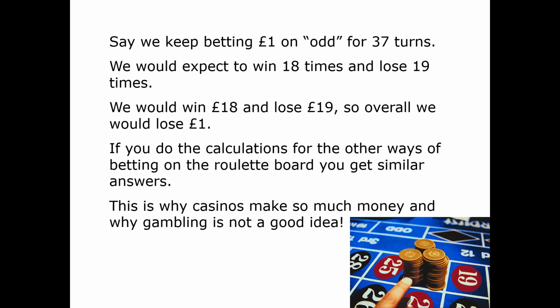So if you do the calculations for the other ways of betting on the roulette board, you get similar answers. And that's why casinos make so much money and why gambling is not a good idea. In the end, it's the casino that always wins. Sometimes someone will strike it lucky and they might win lots of money, but usually people lose and the casino wins in the long run. And that's just the same for slot machines or betting on horses or betting on football matches. Whatever you bet, it's the bookies that win in the long run because they make sure the odds are in their favour.